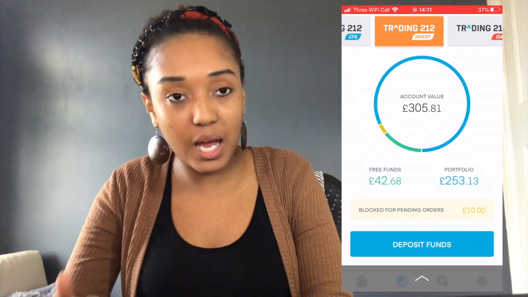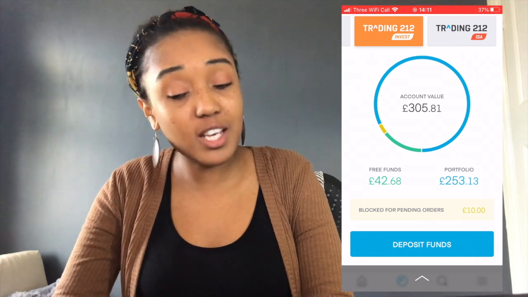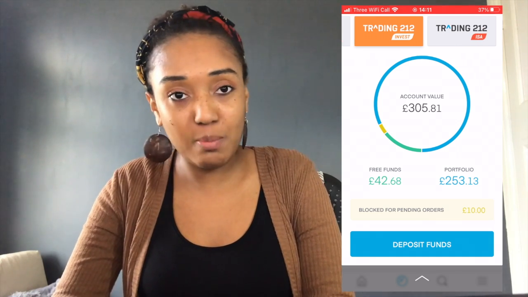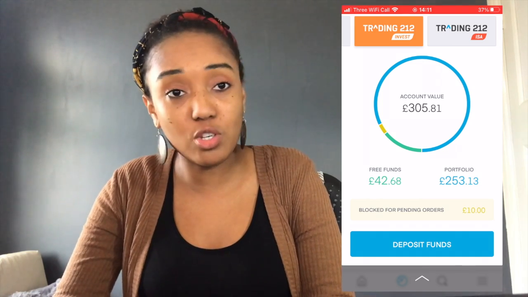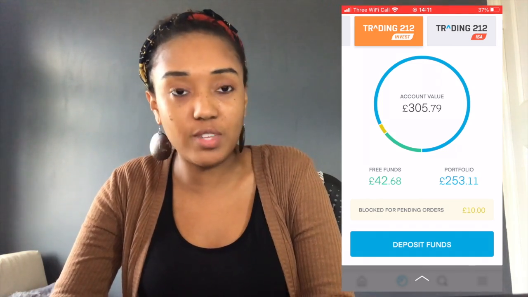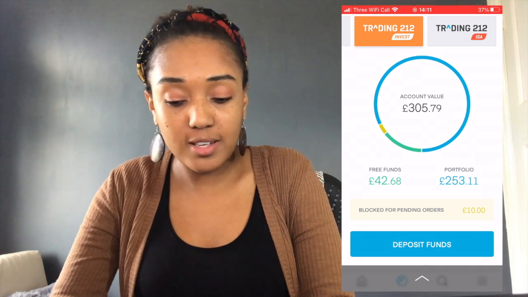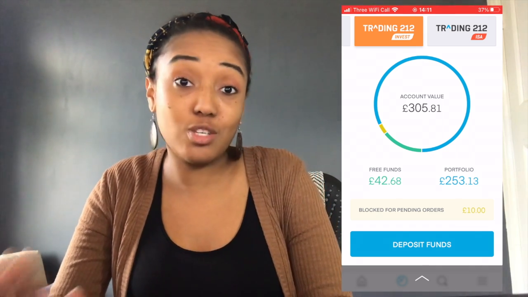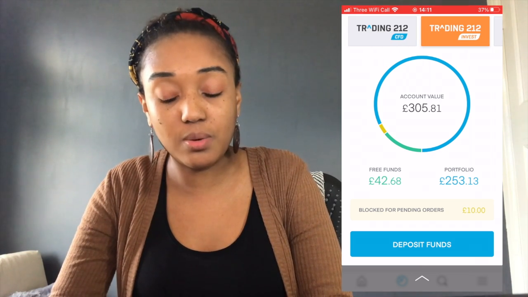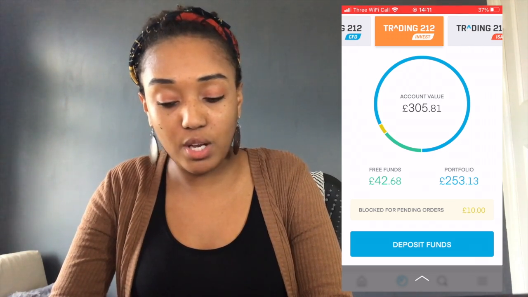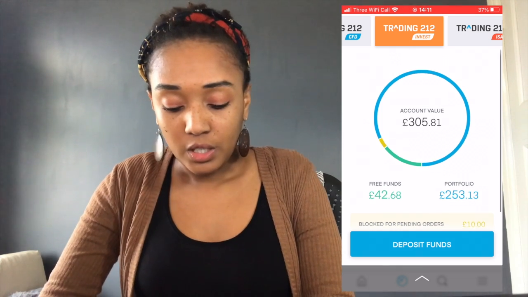I have my invest account where my money is, and then I have an ISA account, which I haven't put any money into because I have an ISA with Vanguard. So you have the option to open all three of these accounts or one of these accounts, whatever you decide. I wouldn't recommend the CFD unless you really know what you're doing, but a Trading212 invest account or a Trading212 ISA account is a really good place to start.